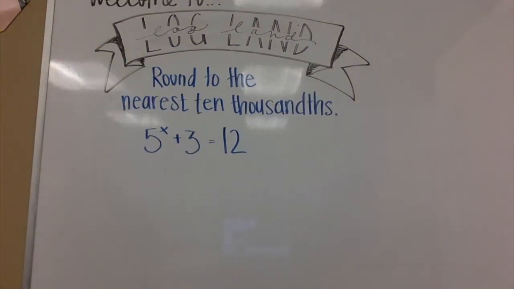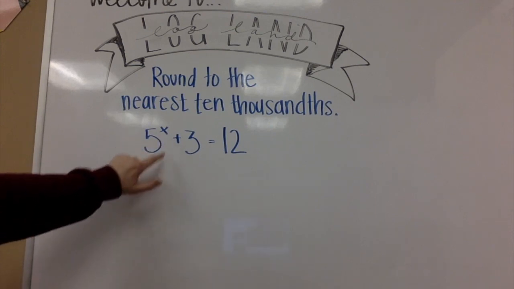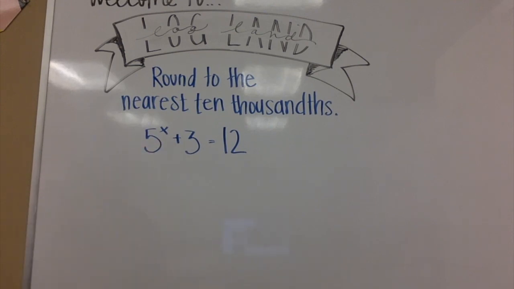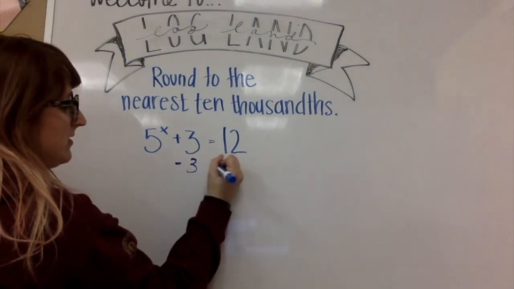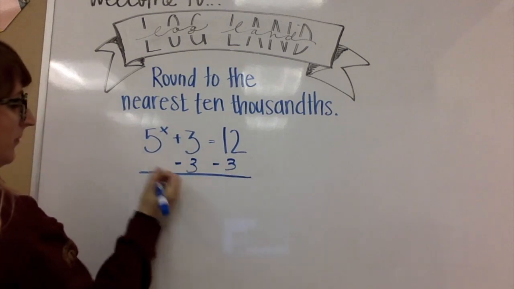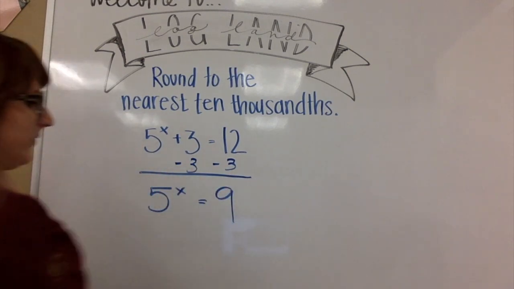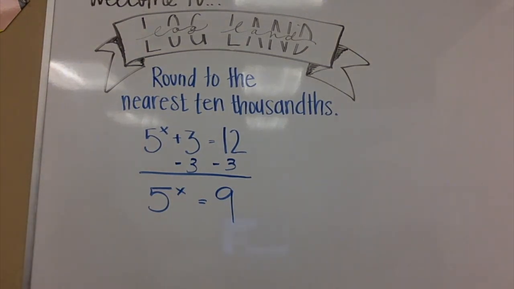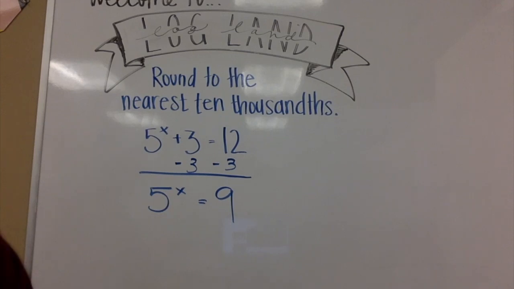So for this next equation, I have an exponential equation. And before I do anything, I want to make sure that my exponent and my base are isolated. So I'm going to move 3 to the other side. So I subtract 3 from both sides. And I'm going to get 5 to the x equals 9. Now I can't write a base that is the same with 5 and 9. So this is where logs come in.